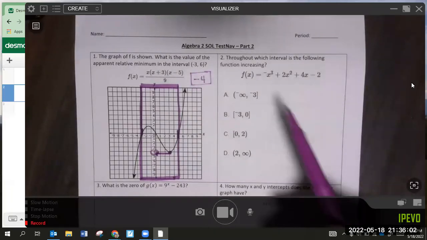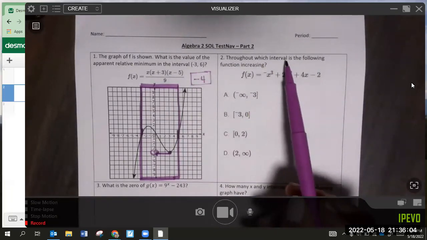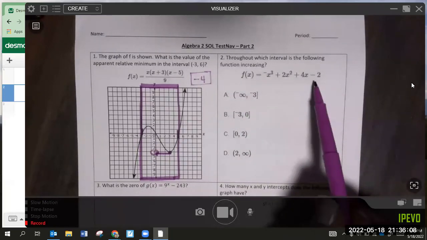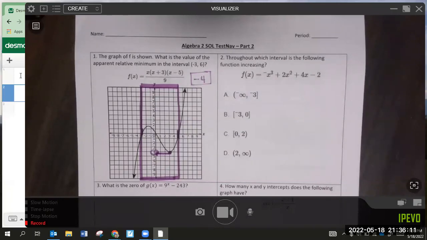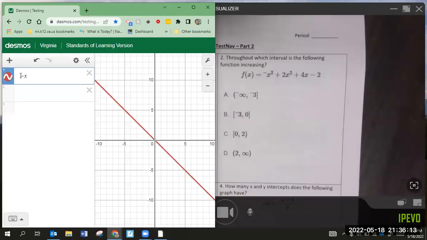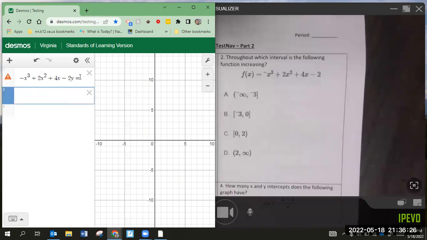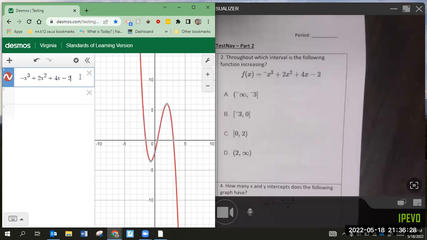The next question, throughout which interval is the following function increasing? Now, there is no graph. So the first thing I'm going to do is come to Desmos. And I'm going to type in my graph, -x cubed plus 2x squared plus 4x minus 2. And you can put a y equals out front if you feel like it. Well, doesn't really change anything.